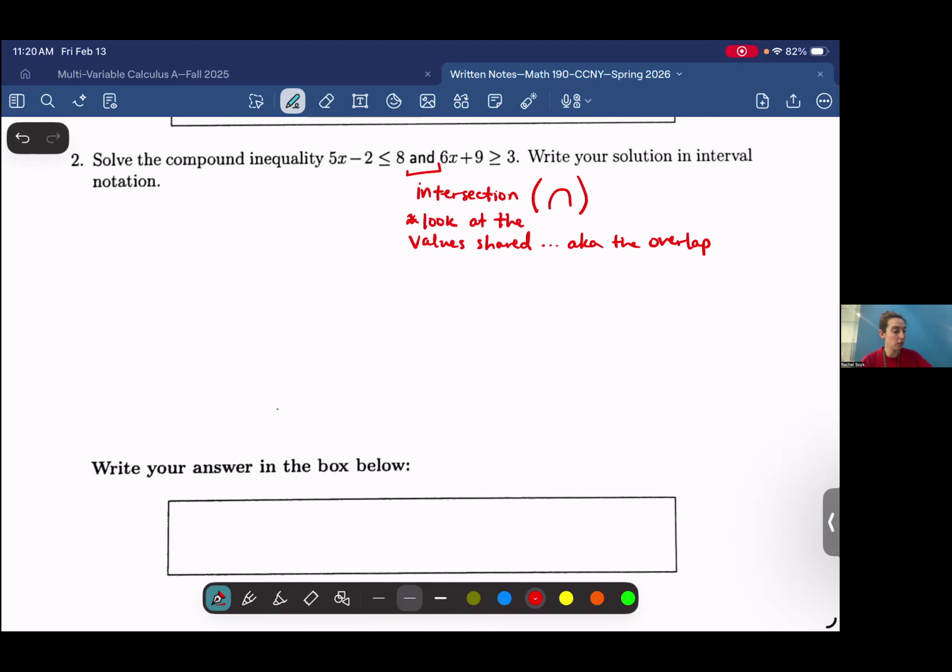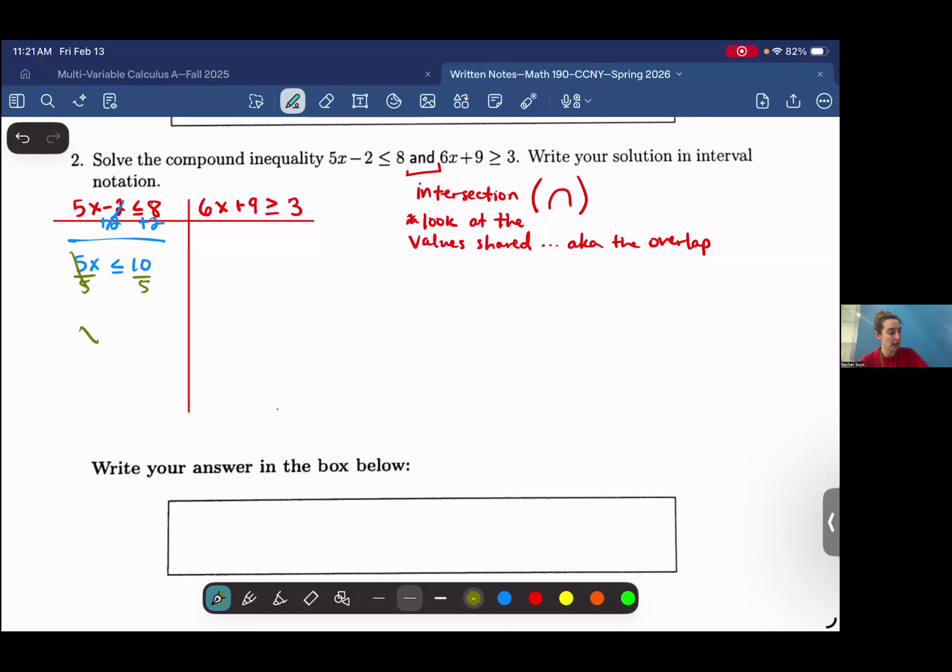So how do we go ahead and do this? Well, first we're just going to solve the inequalities separately to find our values of x and graph them on a number line. In that first inequality, I'm going to add 2 to both sides. So I'm looking at 5x is less than or equal to 10. And then I'm going to divide both sides by 5. So I get x is less than or equal to 2.